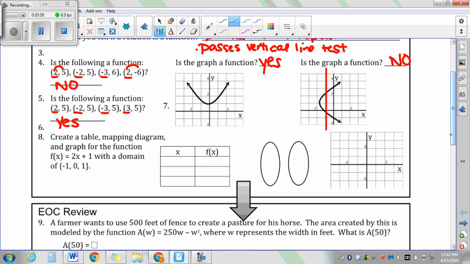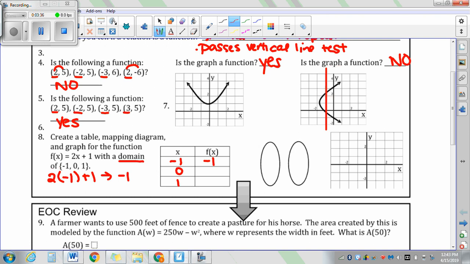Number 8 says create a table, a mapping diagram, and a graph for the function f of x equals 2x plus 1 with a domain of -1, 0, 1. Domain is an x value word, so that's saying my x values need to be -1, 0, and 1. Now the way I'm going to do this is I'm going to plug those values in for x. So I'm going to have 2 times -1 plus 1, which will give me -1.